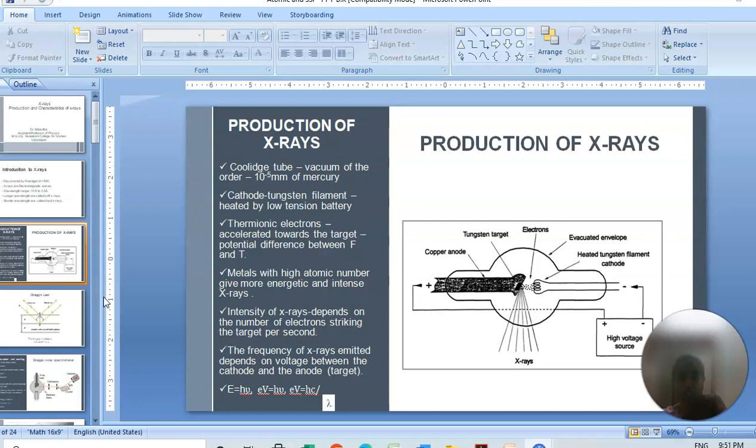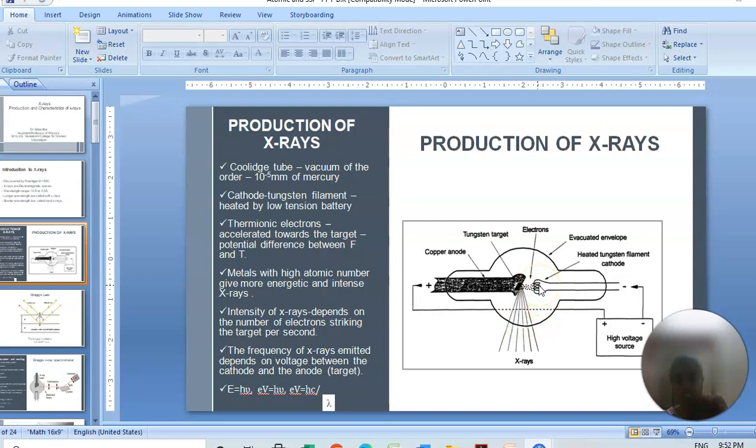In the production of X-rays, the main important apparatus is a Coolidge tube. X-rays are produced when fast moving electrons are suddenly stopped by a solid target. For this, we need a Coolidge tube as shown in the figure. See here, in the figure, we have the Coolidge tube.